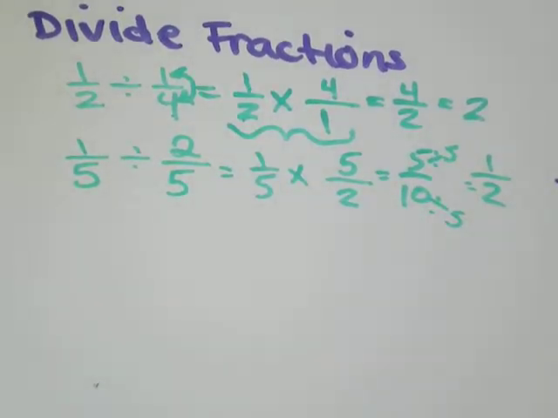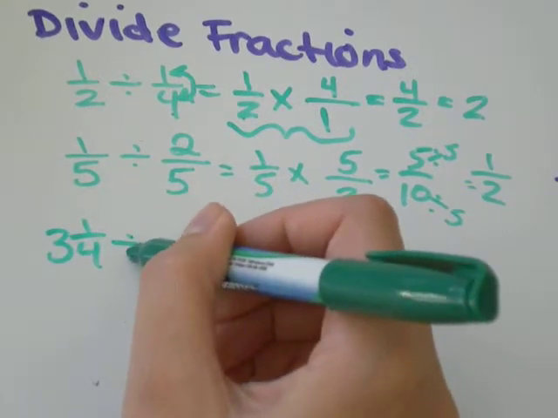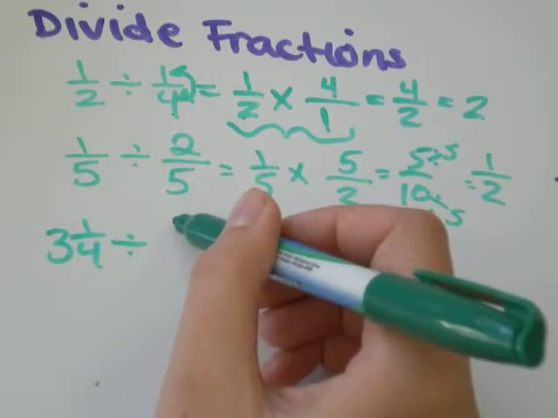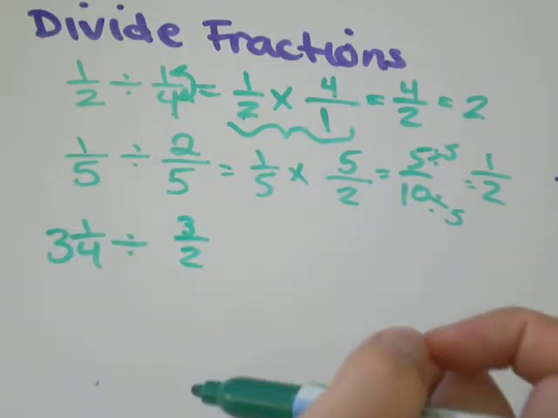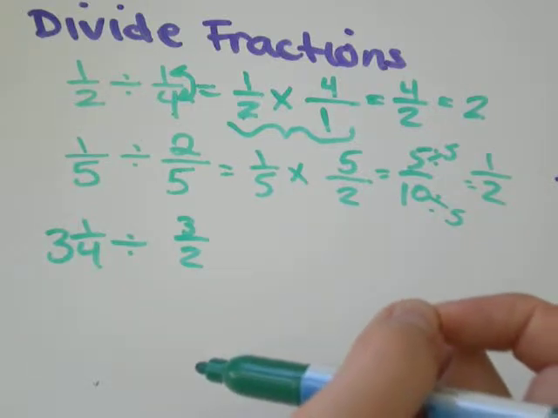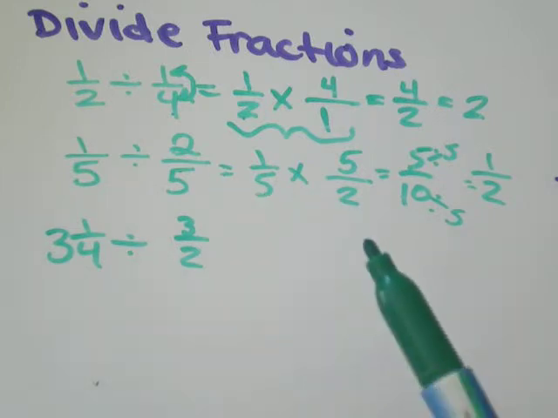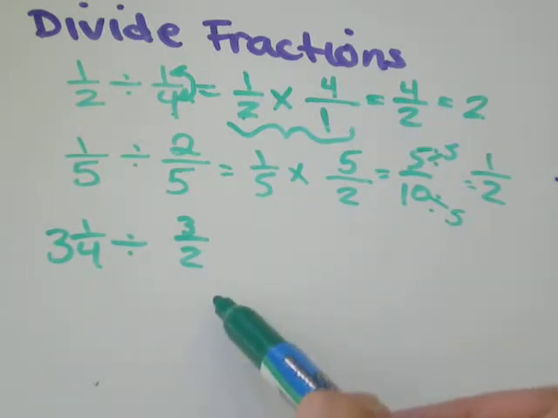So let's talk a little bit about if you had maybe a mixed number or an improper fraction. So let's say we had 3 1/4 divided by 3 over 2. So 3 and a quarter, we need to change that to an improper fraction first. An improper fraction just means the number on the top is bigger than the number on the bottom.